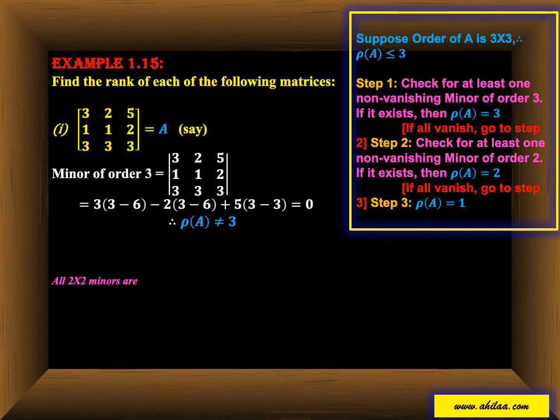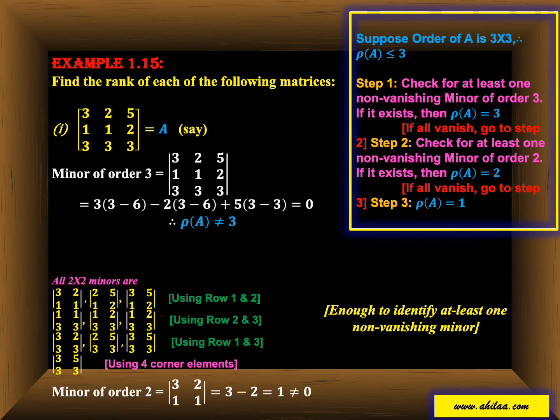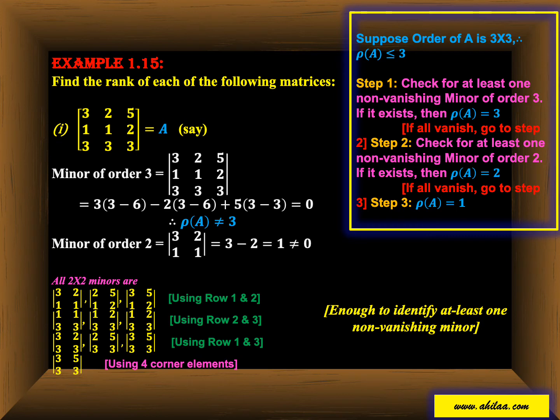For step 2, we need to check all 2 by 2 minors of A. So, collect all 2 by 2 minors of A. Using rows 1 and 2, we get these 3 minors. Similarly, using rows 2 and 3, we get these, and rows 1 and 3 we get these minors. Thus we are getting 10 minors. Out of these 10 minors, if we find any one not equal to 0, then we can say rank is 2. If we consider the first minor of order 2, that is 3 2 1 1, it itself gives 1 which is not equal to 0. Therefore, we are able to identify at least one non-vanishing minor of order 2. Therefore, rank of A equal to 2. Understood? Fine.